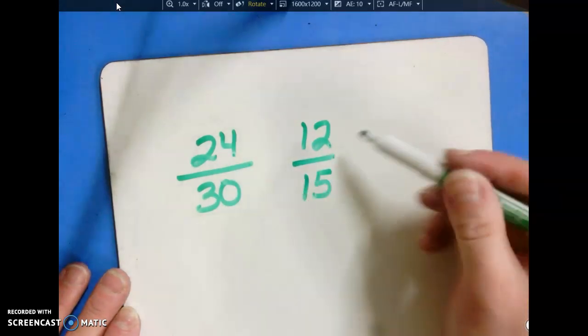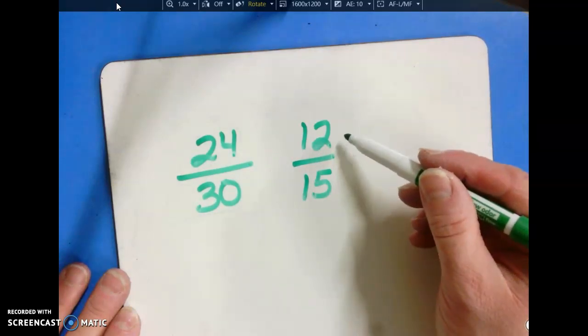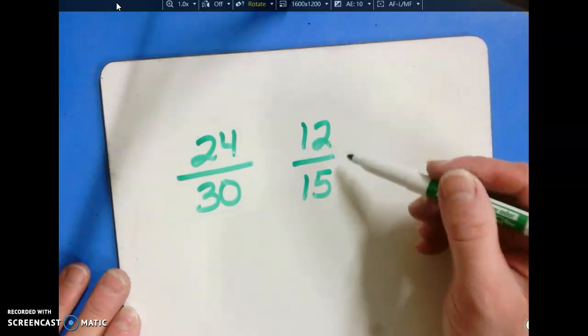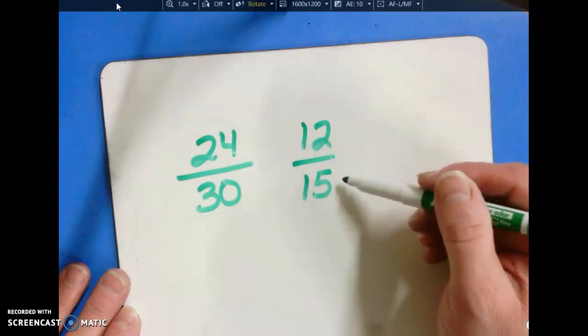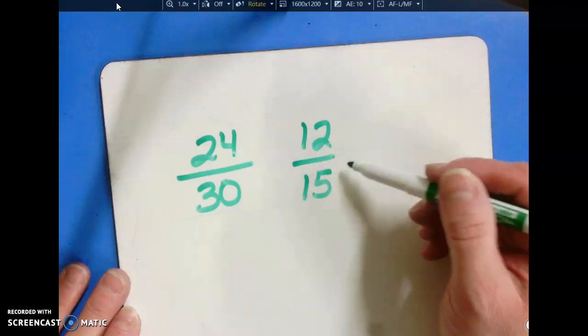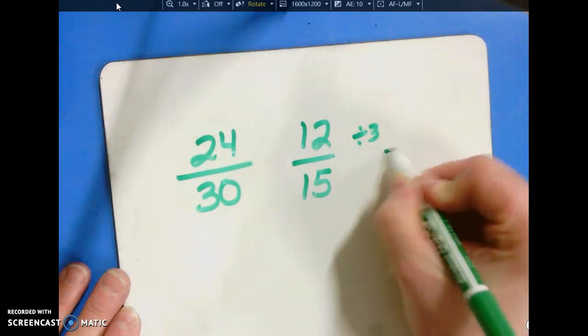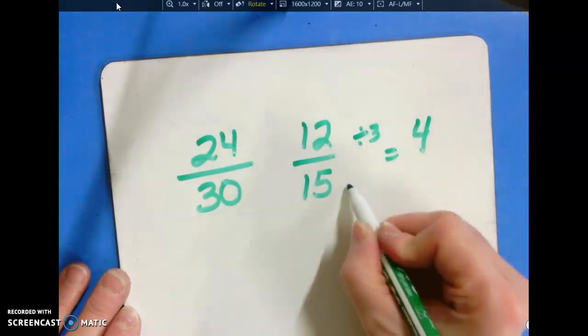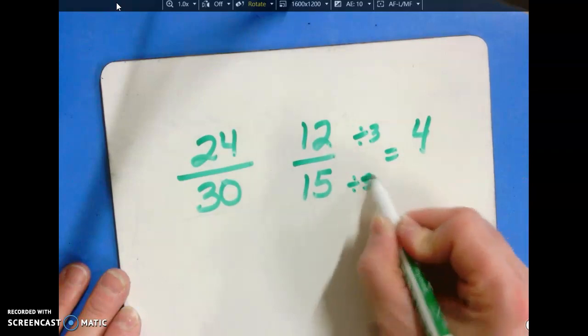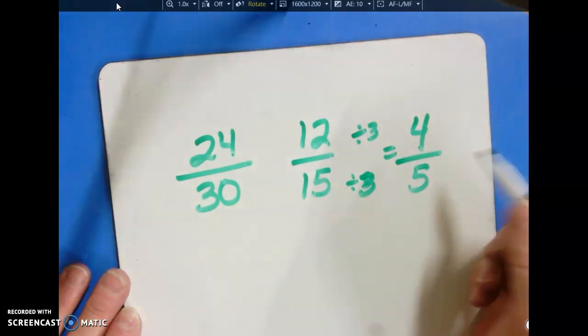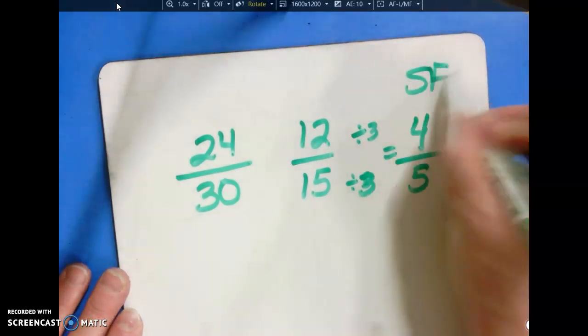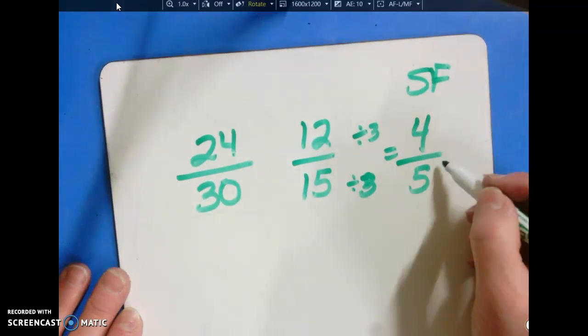Before I think that's done, I have to ask myself, is there any other number I can divide 12 by and 15 by? Oh, I hope you're shouting out 3. You are exactly right, because 12 divided by 3 is 4, and 15 divided by 3 is 5. So my simplest form answer went all the way down to 4/5.